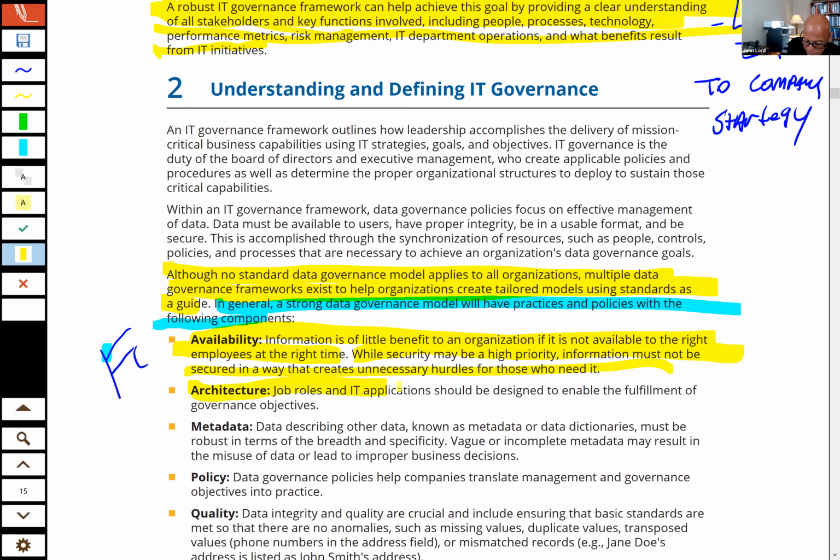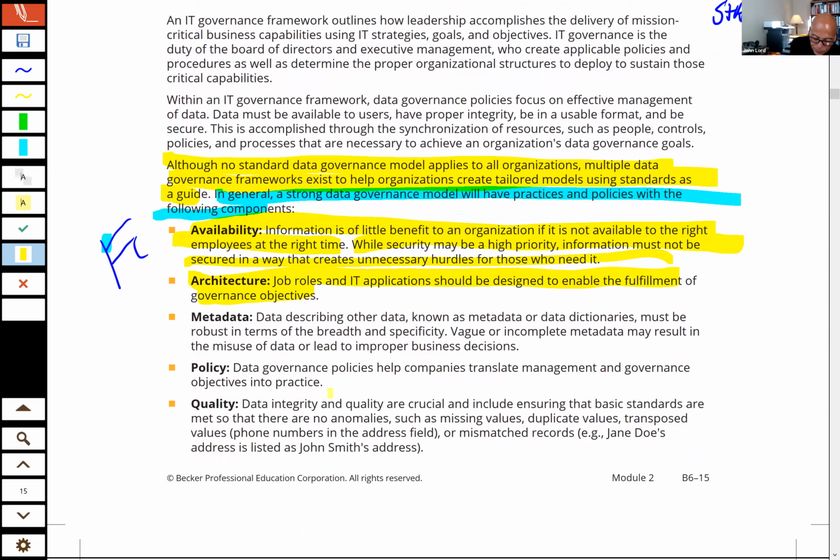Architecture: job roles and IT applications should be designed to enable the fulfillment of the governance objectives. Metadata: data describing other data, known as metadata or data dictionaries, must be robust in terms of the breadth and specificity. If you're doing an audit, you always want to get a data dictionary from your clients. So if you're getting that data, you're able to look up and understand how that data is organized, the different types of ways that it is stored, that sort of thing.